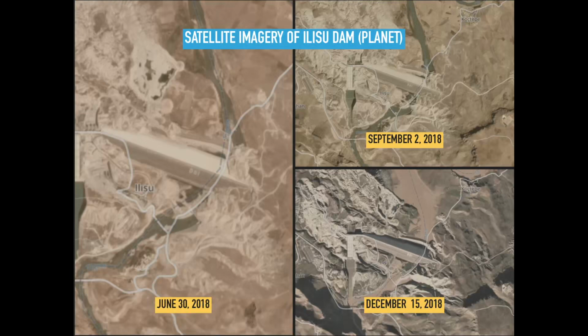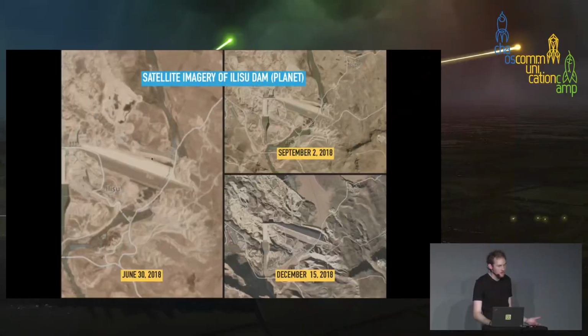On June 30, which was at the beginning of this crisis and this unrest in Basra, you can see that there is very little water on either side of the dam. And then by September 2, the image in the top right-hand corner of the screen, the water level has not changed very much at all on either side. Then finally, by December 15, you can see the dam has begun to fill, and there is more water on the north side of the dam than there was in the past.